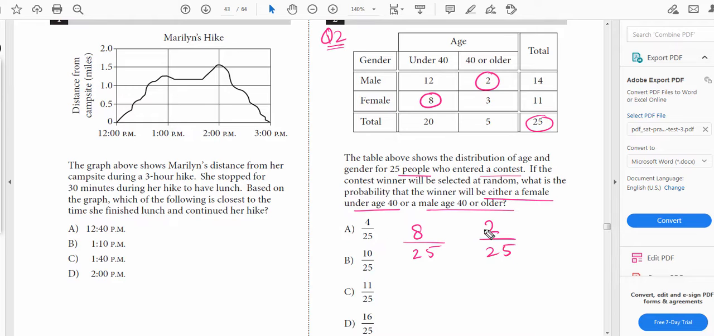Now because over here we have an OR condition, so whenever we have the OR condition in the probability, then in that case we add the probabilities. If we have AND condition, AND means it's a must condition, so in that case we have to multiply the probabilities. Over here we'll just add them, so it will be like 8 over 25 plus 2 over 25, so the answer will be 10 over 25. So this will be option B.